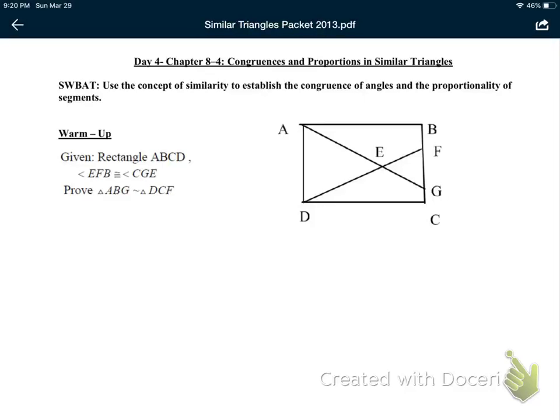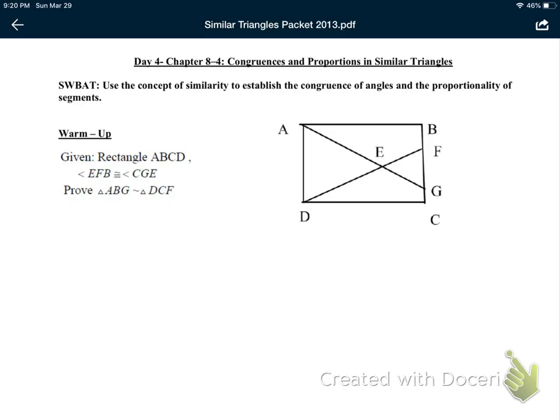All right, let's start with day 4. Congruences and proportions in similar triangles. So we're going to do some theorems that follow from the similar triangles theorem that we did in day 3, which is proving triangles similar. Okay, so let's start the warm up.